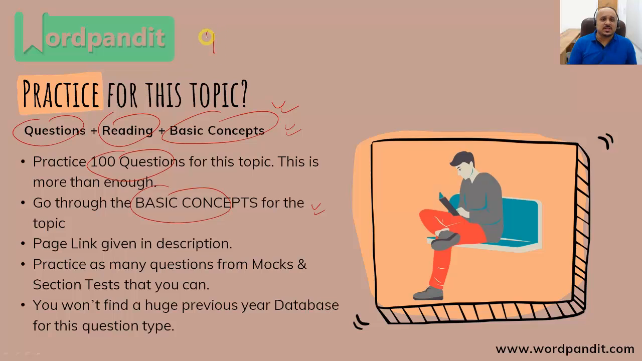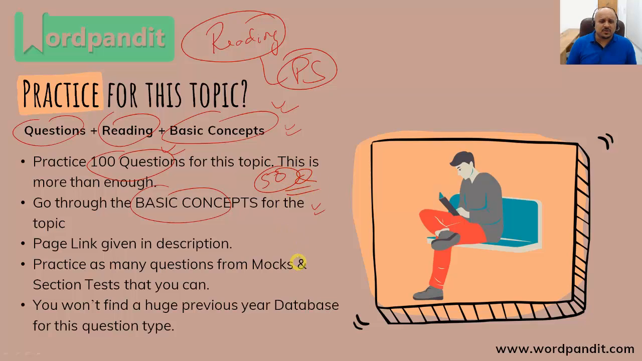Second thing that you keep doing is you keep reading. Reading in itself is preparation for paragraph summary, because that's part of the challenge. And then you practice as many questions as you can. At this stage, if you can get your hands on about 100 questions, even if you are not able to solve 100, if you don't have time for that, solve a bare minimum of 50 questions at least. So 50 to 100 questions for this topic and you should be good to go.